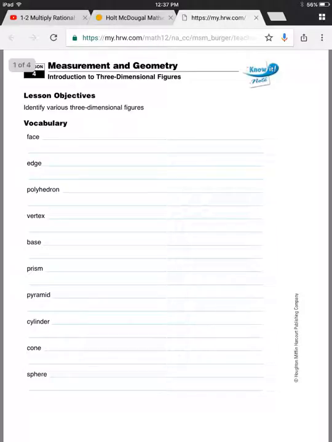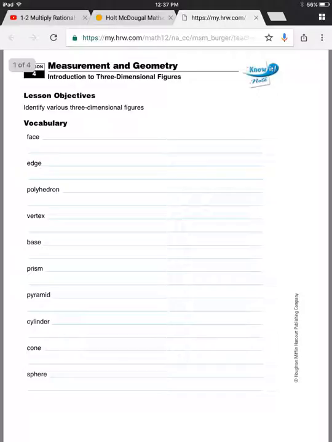A face is a flat surface of a three-dimensional figure. An edge is the line segment along which two faces of a three-dimensional figure intersect. A polyhedron is a three-dimensional figure whose faces are all polygons. A vertex, on a polyhedron, is the intersection of three or more edges. On a cone or pyramid, it is the top point. The base is a face of a polyhedron used to name it.